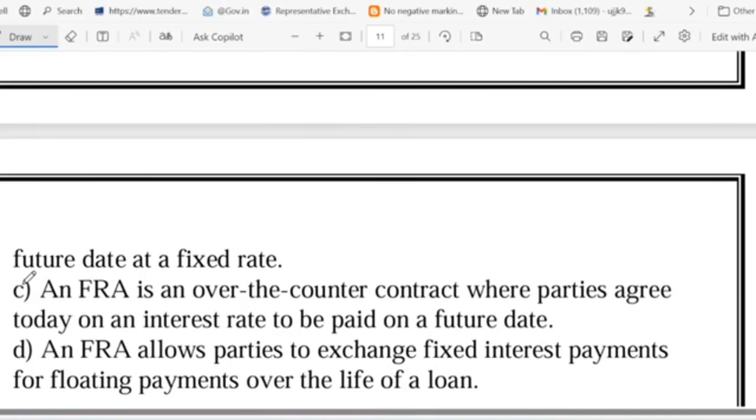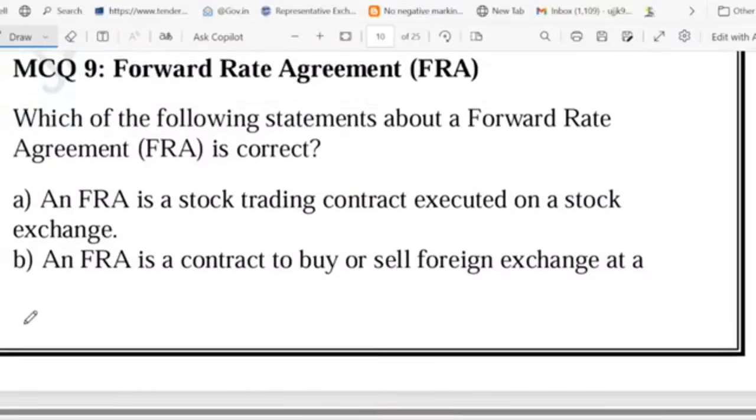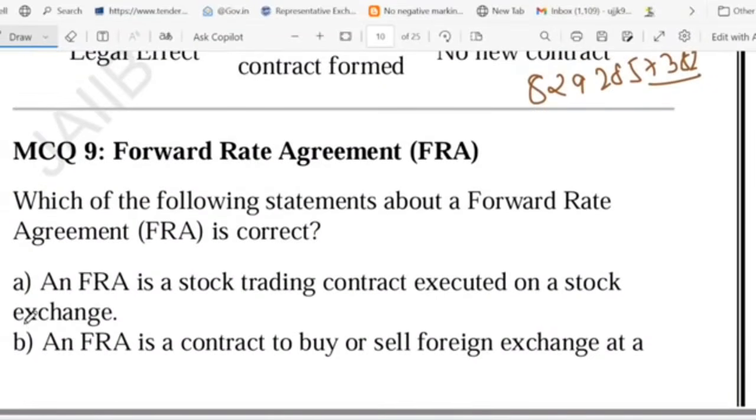Now let's understand what an FRA is in the simplest way possible. FRA is called a forward rate agreement. It is like a deal that you make today to lock in an interest rate for a loan or deposit that starts in the future. It's like saying, let's fix the interest rate now, so I don't have to worry about future changes.